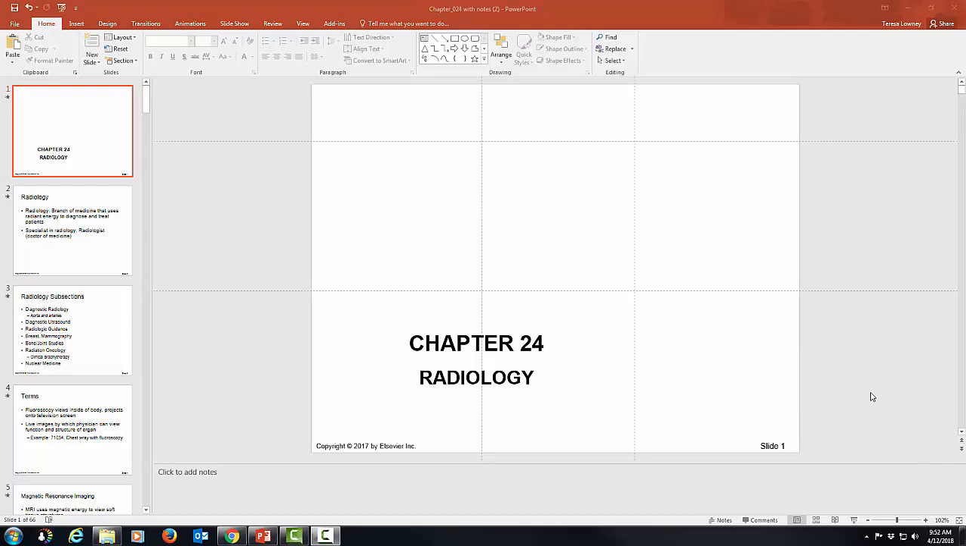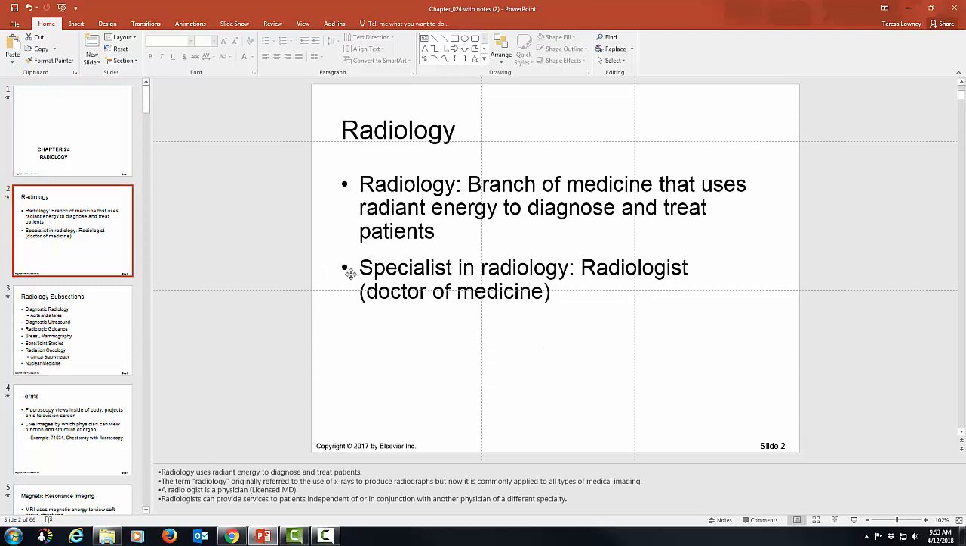Hi, everybody. Here we are, chapter 24, Radiology. So we're moving right along. This is a fun chapter because it kind of overlaps into a lot of other ones, and you've already used a bunch of these. And so it's not going to be a whole bunch of new material for you.